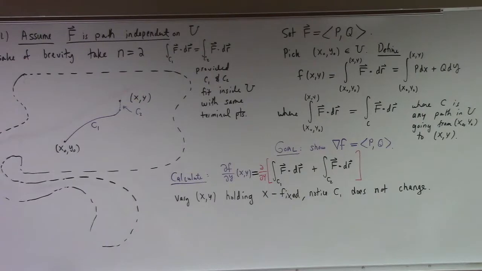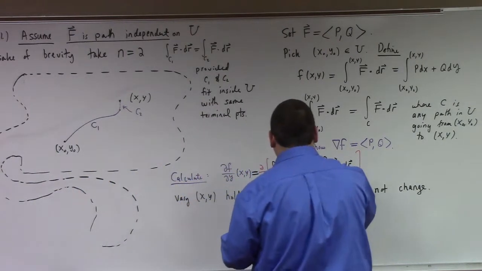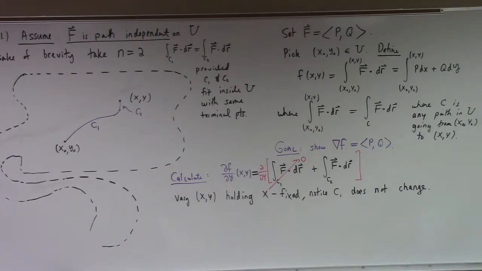You can see that because of that sentence I wrote right under there, the integral over C1 has no dependence on y whatsoever. As I move that point x, y up and down, it doesn't change my initial path C1 one iota. So the partial derivative with respect to y of the first line integral is just 0. So really, I just have to calculate the integral along C2.